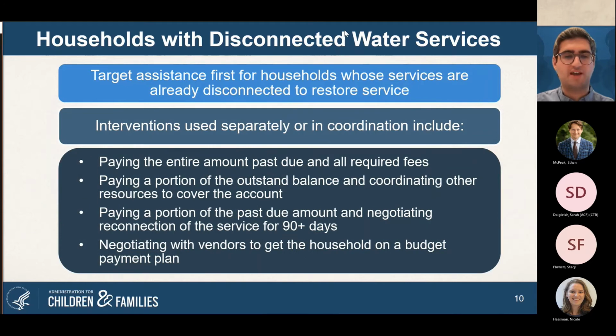This may include paying the entire amount past due, plus all required fees, or paying a portion of the outstanding balance and coordinating approval of other resources that can be used to bring the account current. Another intervention is paying a portion of past due amounts and negotiating reconnection of the service for 90 days or longer based on the LIHWAP benefit. Still, another intervention might include negotiating with vendors to get the household on a budget payment plan.